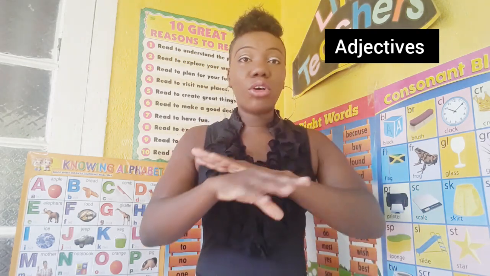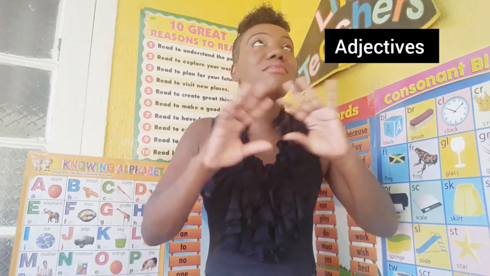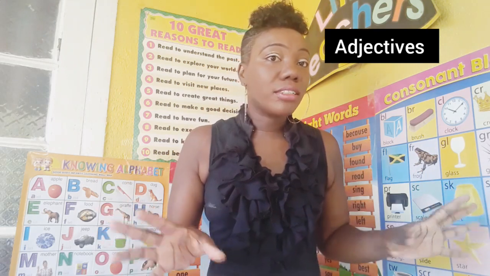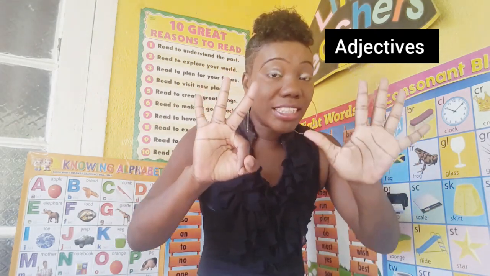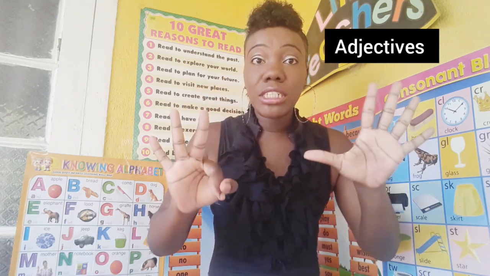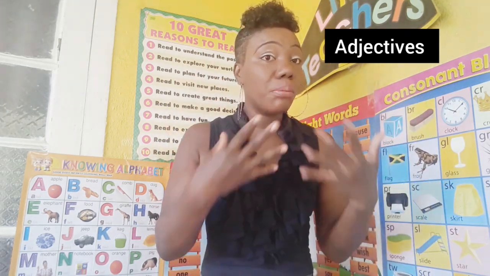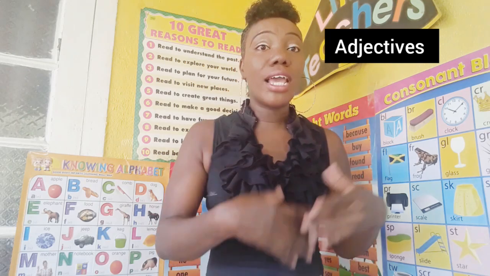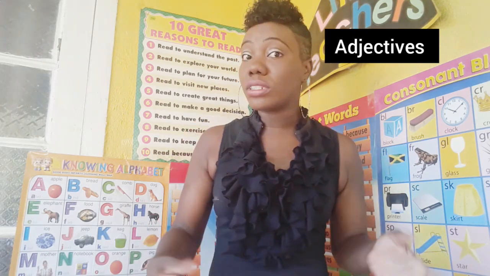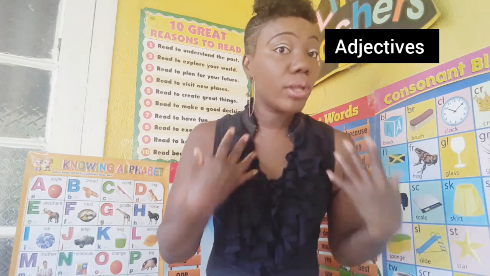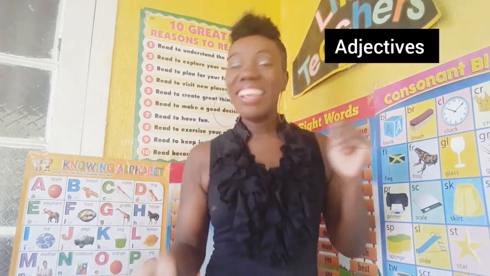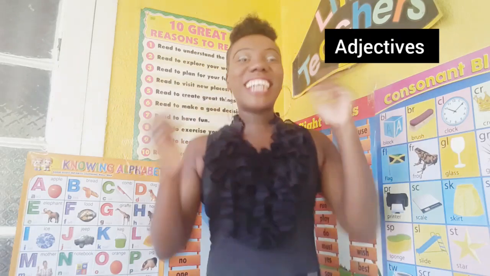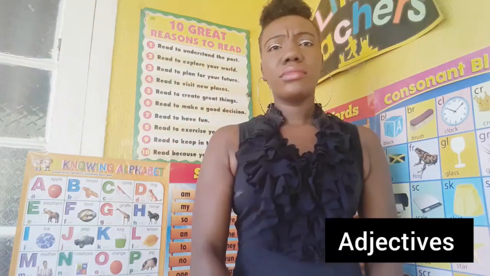But today we're going to move on to a new part of speech. Remember, there are 8 of them in the English language. Parts of speech is a simple term that is used to explain how words are used in a sentence. So today we're going to talk about adjectives. Adjectives. Yay!